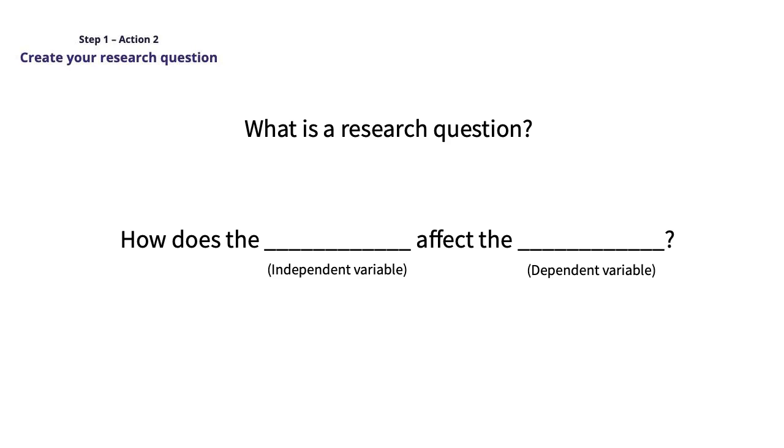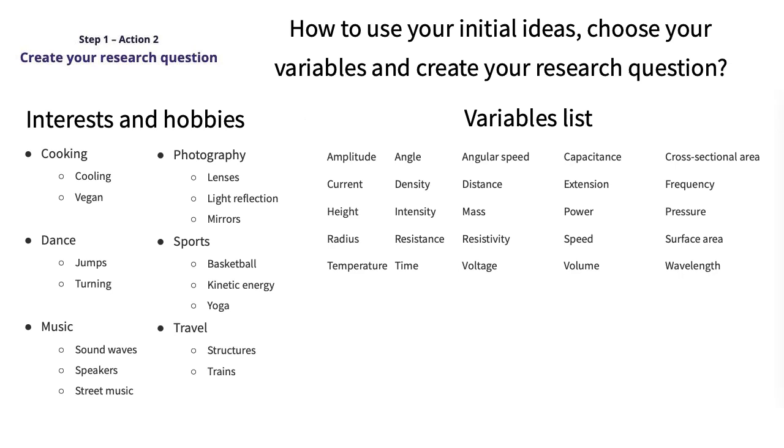Next, we'll move on to explore how you can use your initial ideas that you brainstormed in the previous video to create a research question. First, we'll work with interests and hobbies. Now, to help us create a research question, I also included a variables list that includes common variables that are often used in IAs and that, in general, are easy to work with. Again, the idea here is to keep things simple and to design an experiment that you can carry out in your school's lab or even at home.